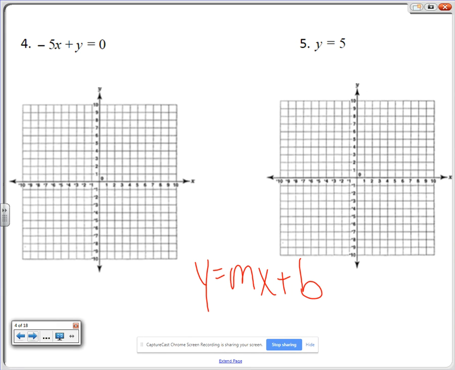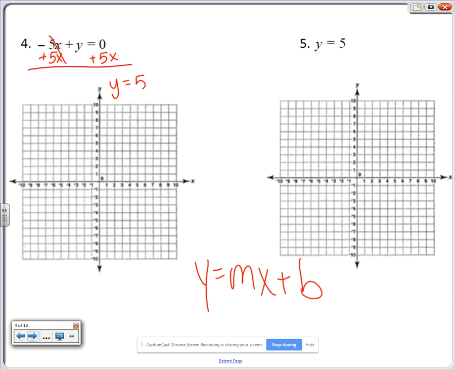How can I get that y to be alone? Leave it. Get everything else away from it. I'm going to add this 5x because that would then cancel it out, wouldn't it? Does everybody see how that worked? What's the new equation?